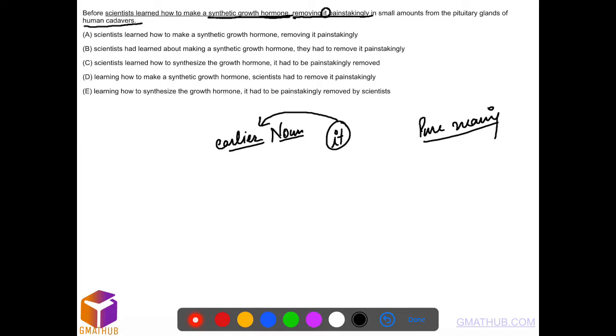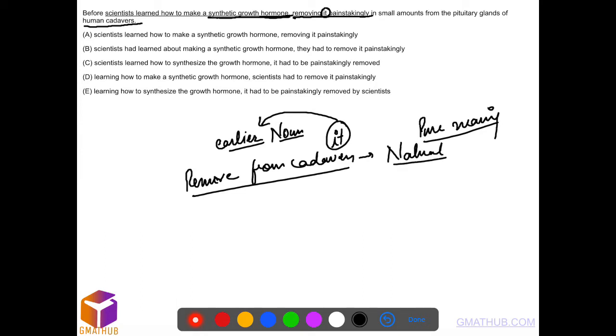Human cadavers means human body. Now, if we remove something from human cadavers, it's going to be a natural thing. How can it be a synthetic hormone that we can remove? So we can't remove anything synthetic from human body. So this usage is wrong. This doesn't convey the right meaning.